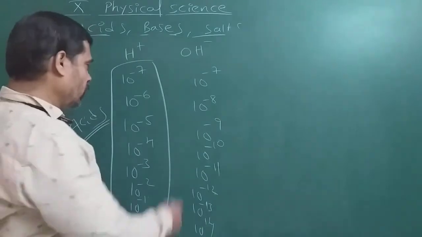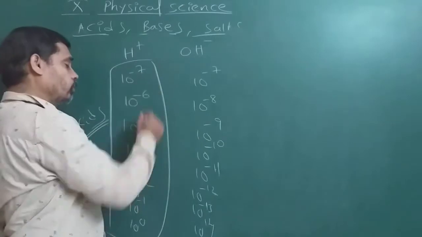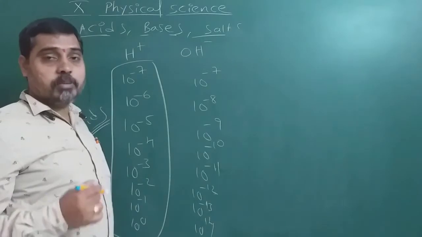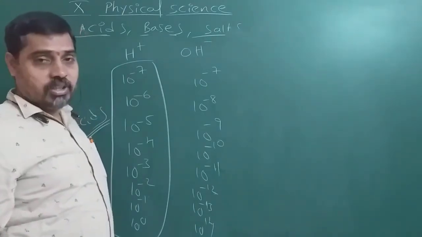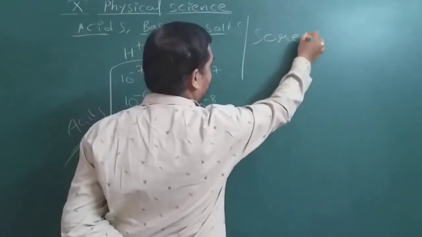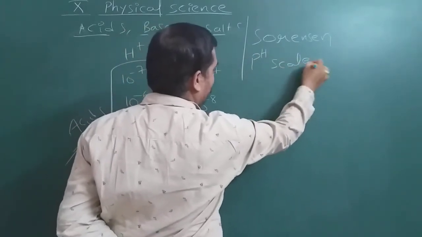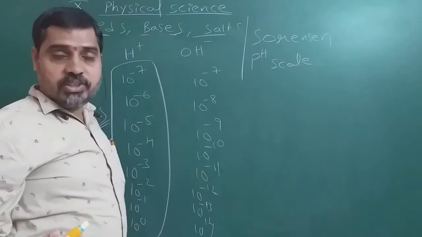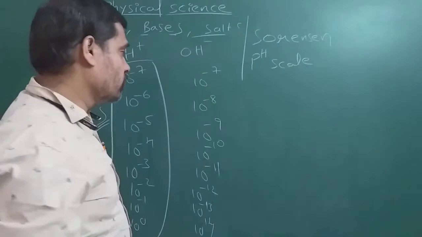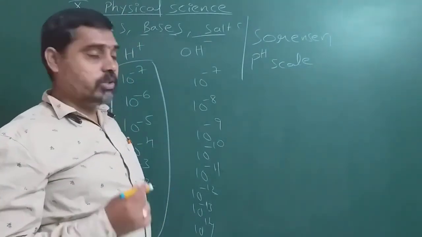Then how do we deal with these negative power values? Calculating negative power values is not a very convenient or easy way. That's why Sorensen introduced one scale, known as the pH scale. In the pH scale, we have only positive values, which are easy to remember or memorize. So how we convert the H plus ion concentration into pH values, that we should know.